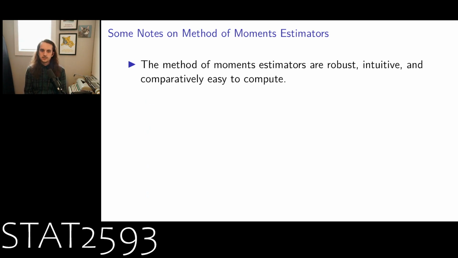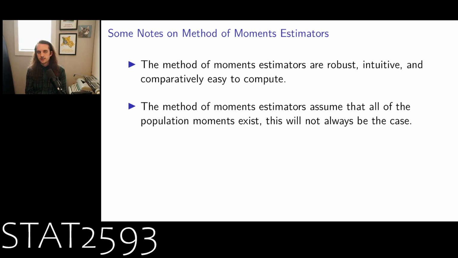Now, generally, these estimators are going to end up being robust, right? We haven't made any assumptions, or at least not very many assumptions, about the underlying distribution. And so they're going to be fairly robust. They're going to be quite intuitive. And we're going to find that they're comparatively easy to compute, right? It's not always going to be easy to find the population moments, but if you can write down the population moments, then of course, getting the actual estimates is going to be quite straightforward. And I'm sure you're all familiar with solving systems of equations, right? Sometimes they can be difficult, but typically they're more tedious than they are conceptually challenging.